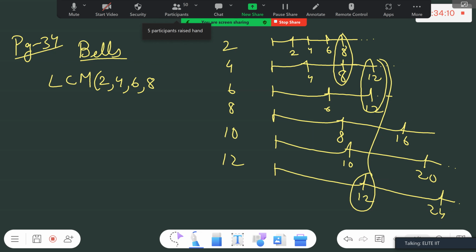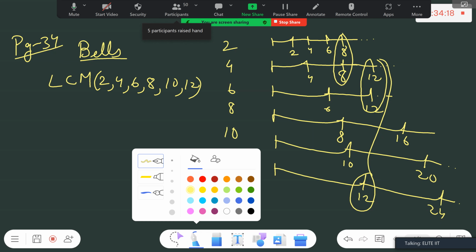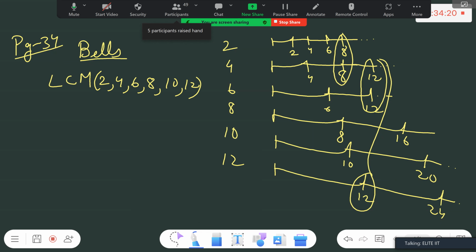2, 4, 6, 8, 10 and 12. We have to find the LCM of all these, isn't it? How to find the LCM? We'll use the division method. It will be quicker. If you want to find using the prime factorization method here, there are 6 numbers. You'll keep on prime factorizing each number again and again. It will take a lot of time, isn't it? That is why the division method is quicker.